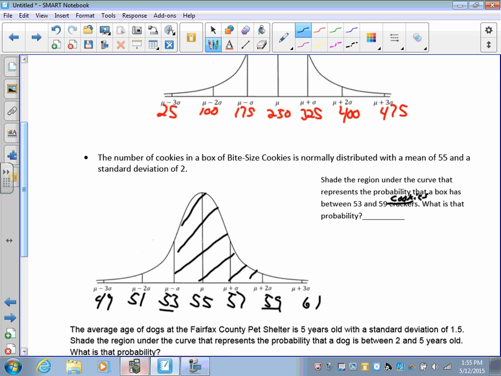Now, if you don't remember what the numbers are, you have your notes, but again, remember you have to memorize this. This represents 34%, and 13.5%. If you add the numbers up, you get 81.5%.